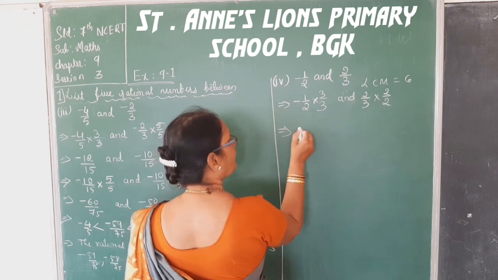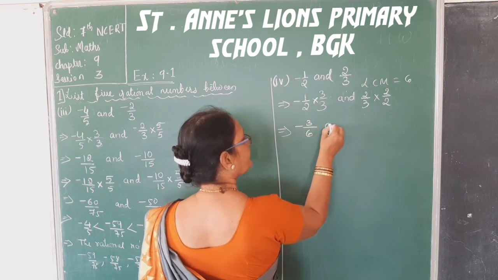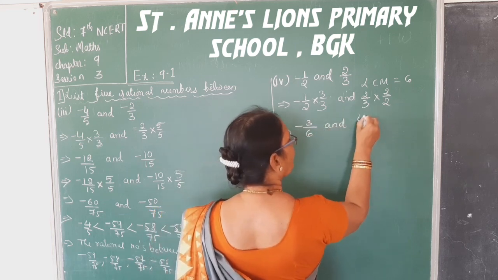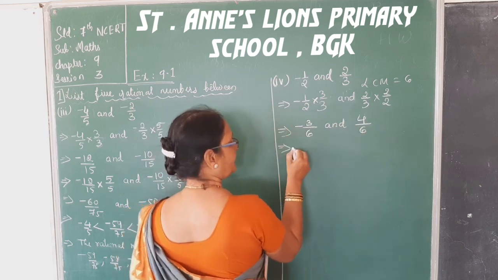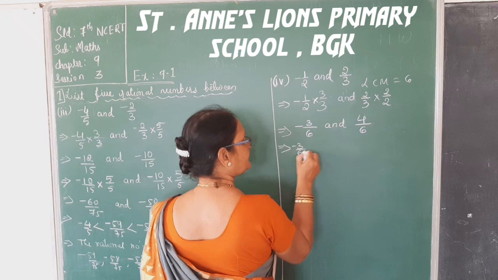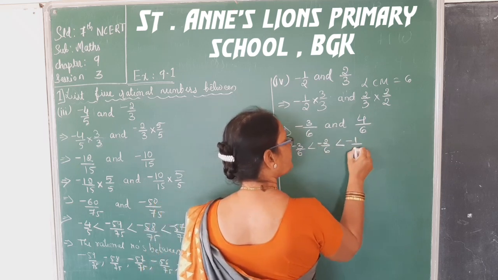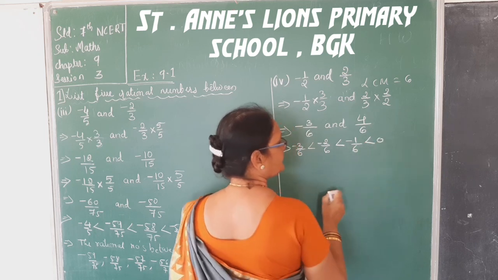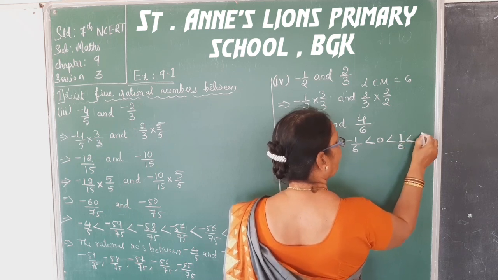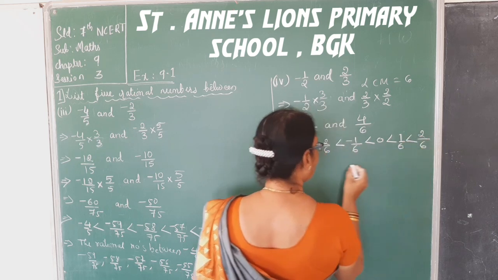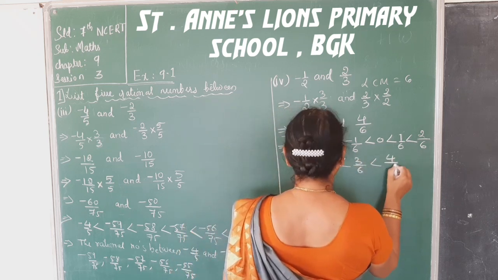Okay. So now what happens? Minus 1 3s are 3 by 6 and 2 2s are 4 by 3 2s are 6. Now this implies that minus 3 by 6 is smaller than minus 2 by 6 is smaller than minus 1 by 6 is smaller than 0 is smaller than 1 by 6 is smaller than 2 by 6 is smaller than 3 by 6 is smaller than 4 by 6.